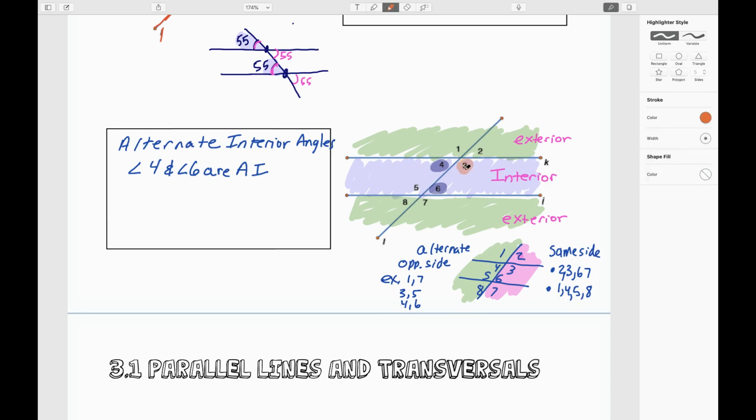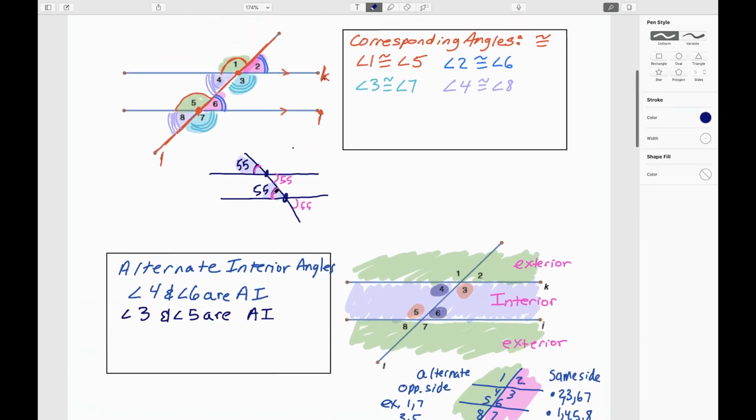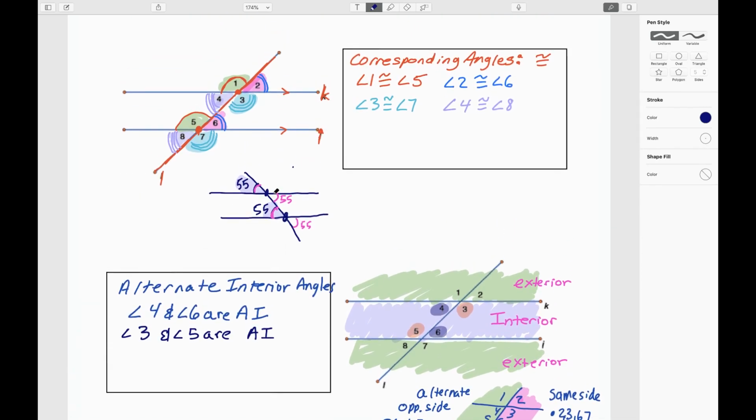Angle 3 and angle 5. There, 3 is on the right, 5 is on the left. So we would say angle 3 and angle 5 are alternate interior. Now I want to go back to the diagram where we just labeled all of those things up there.